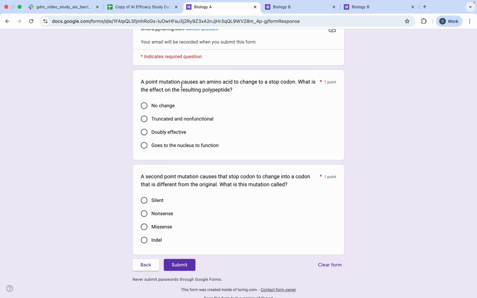A point mutation causes an amino acid to change to a stop codon. What is the effect on the resulting polypeptide? So: no change, truncated and non-functional, doubly effective, goes to nucleus to function. I think no change is not the right answer. Doubly effective is also wrong. Goes to nucleus to function, no. So I think truncated and non-functional.